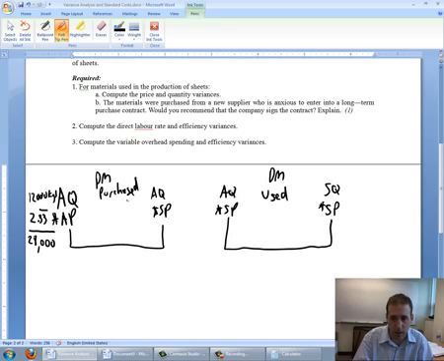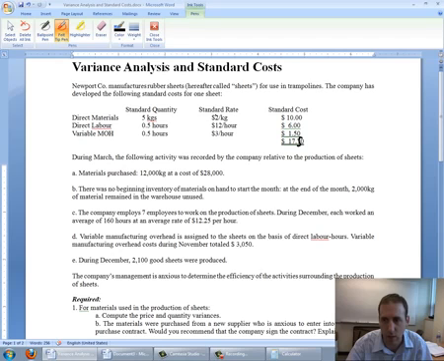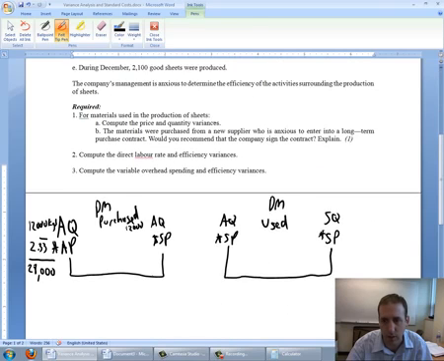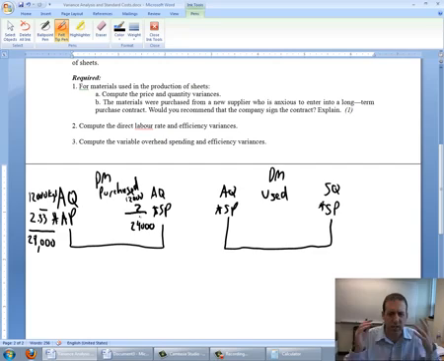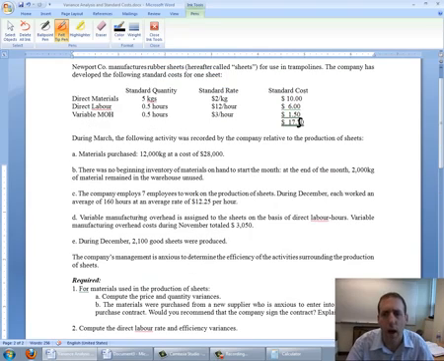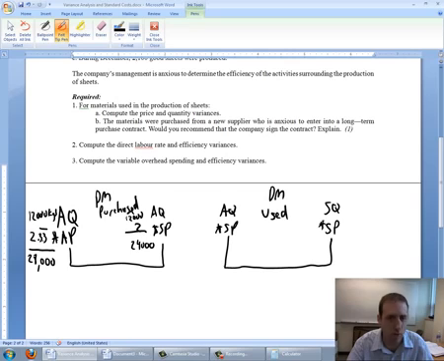Now again, AQ is 12,000. My standard price per kilogram, scrolling up here, is $2. So 12,000 times 2 is 24,000. Let's think about this logically. I bought 12,000 kilograms of materials. It cost me 28 grand, which was $2.33 a kilogram.